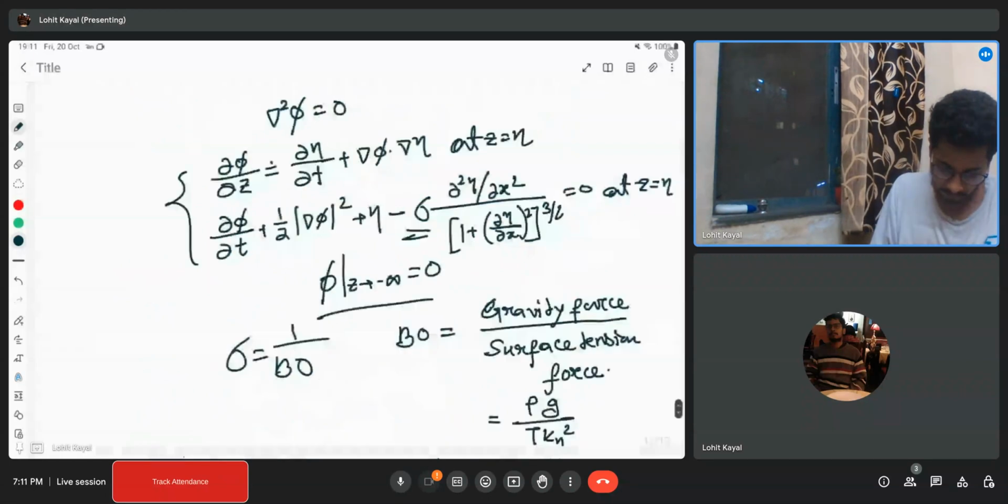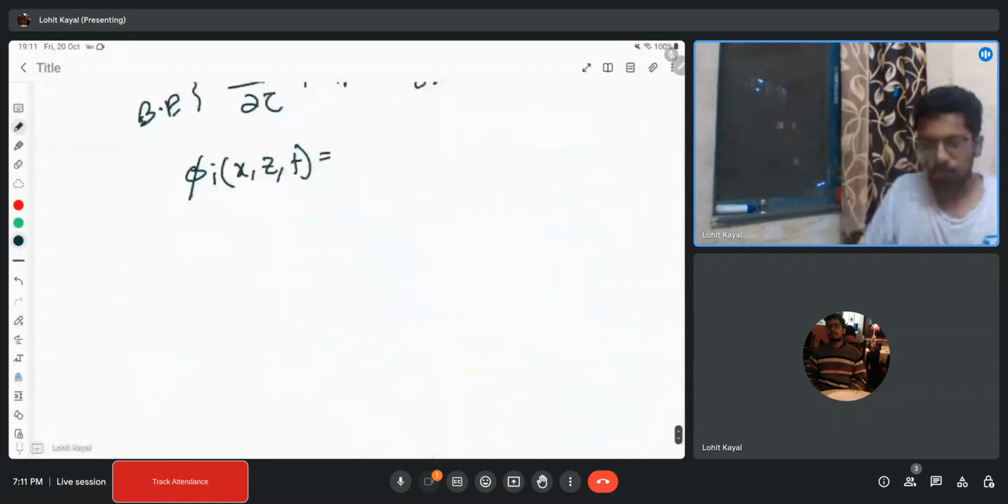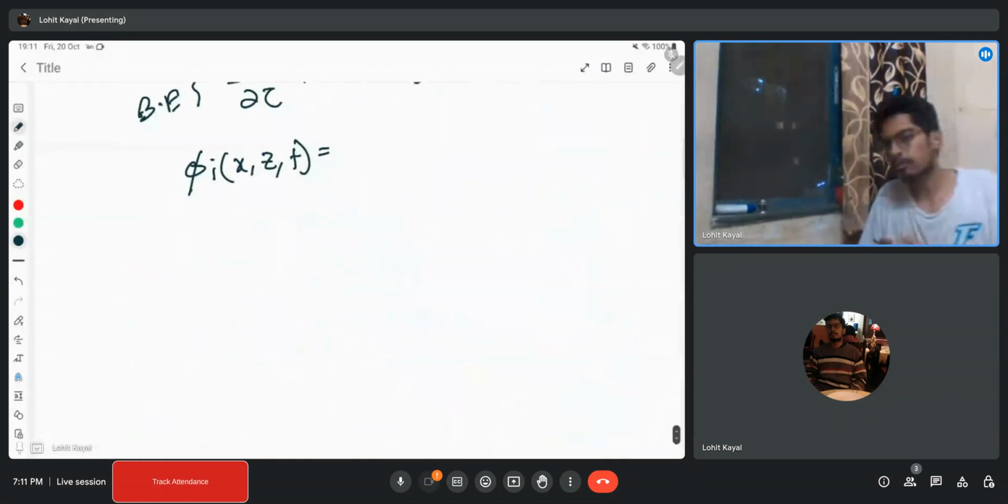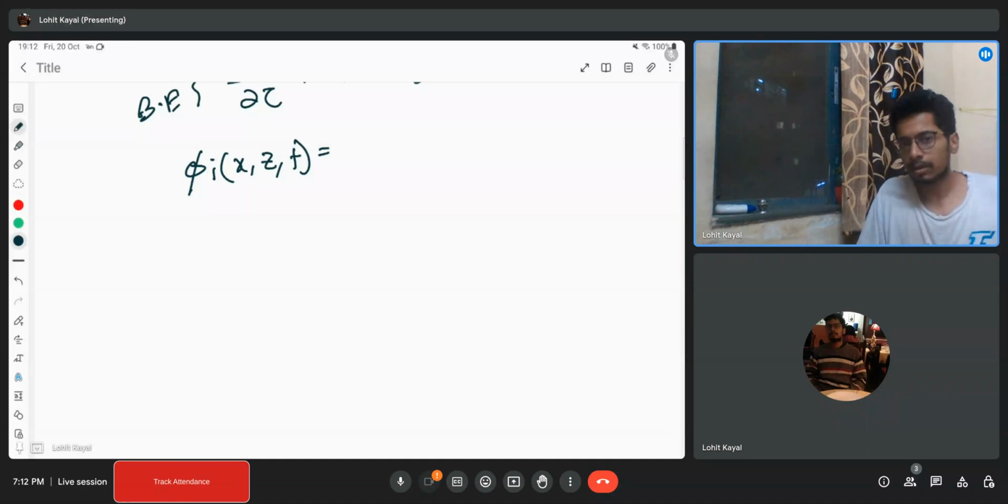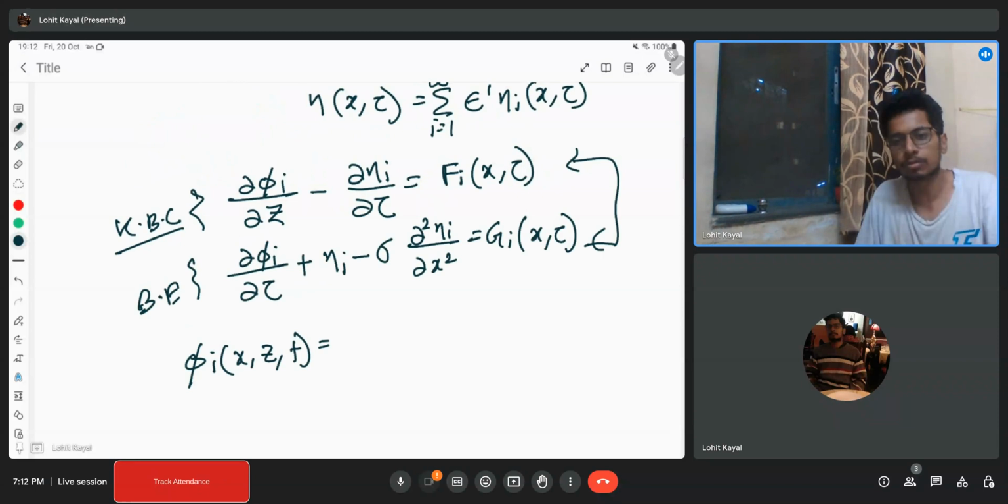It will be ∂φ/∂x at x equal to plus minus k in hat is equal to 0. This is one more condition. This is the no penetration condition. So I need to find a solution for φ_i and η_i so that the boundary equations and the governing equation are satisfied. Then we will substitute everything here, and we will get an ordinary differential equation. We have to solve it to find the temporal dependence.